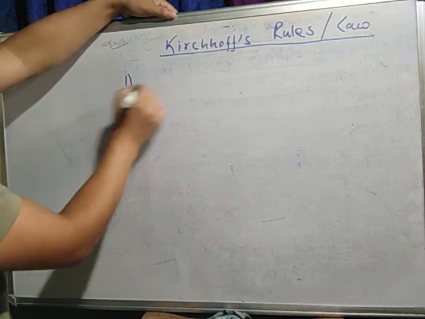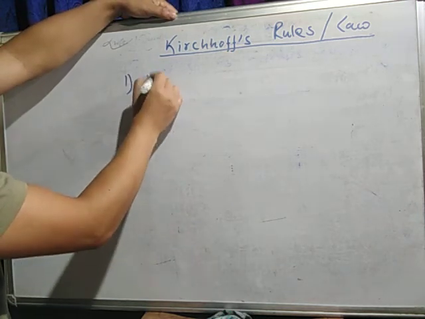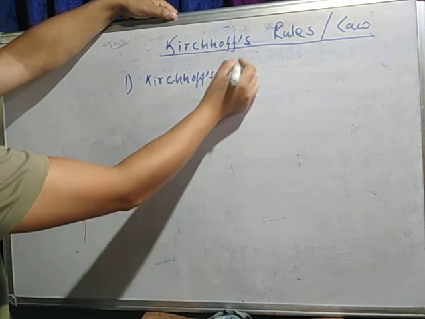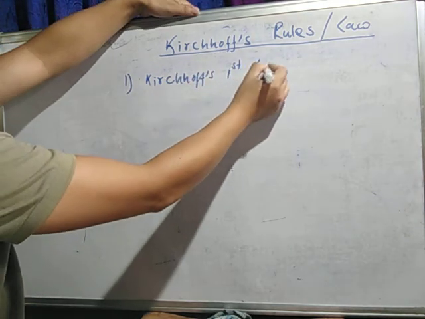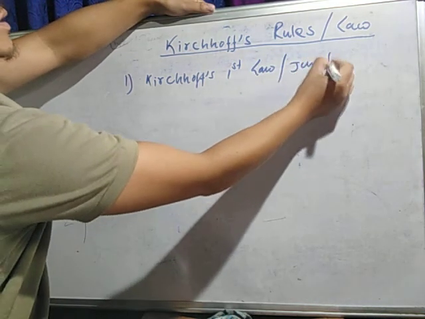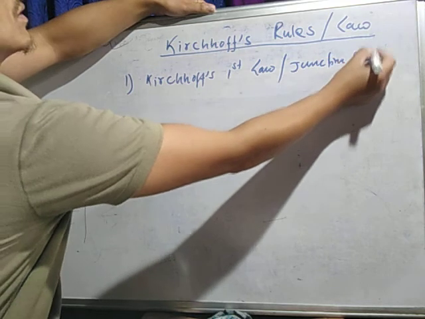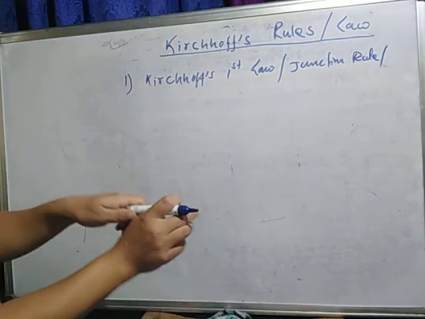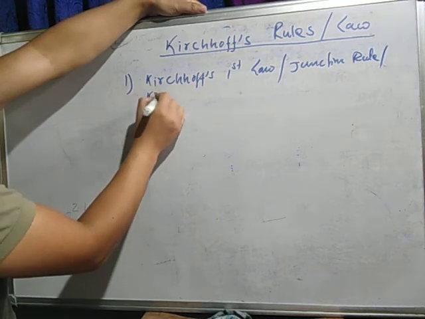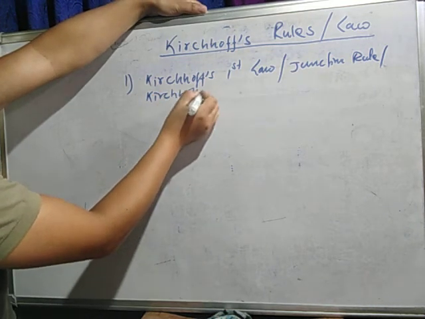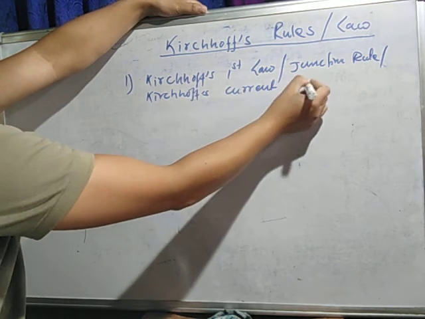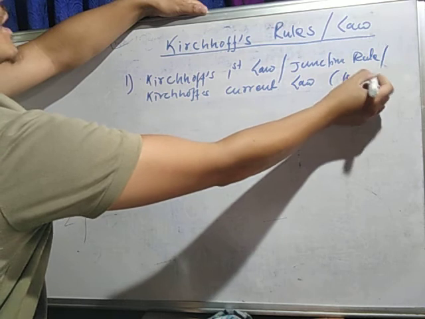First write down Kirchhoff's first rule. Kirchhoff's first law, or you can write rule. This is also called the junction rule, and this is also called Kirchhoff's current law, KCL in short form.